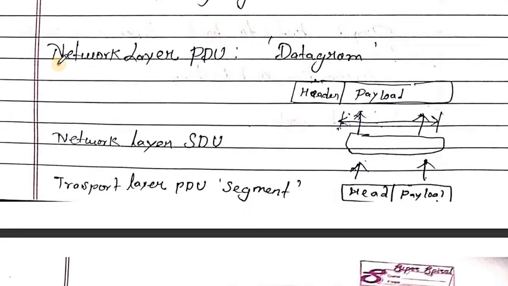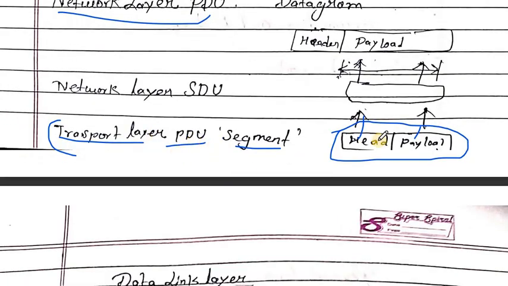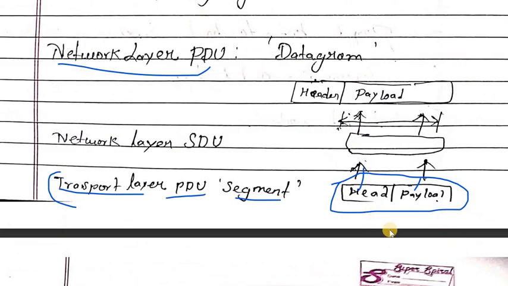So here there is a network PDU. From here, a transport layer packet is called a segment. Now the transport layer can send a header and payload. A packet contains a header and payload, as we saw in the previous network layer. The transport layer adds a header and payload and makes a packet called a segment.